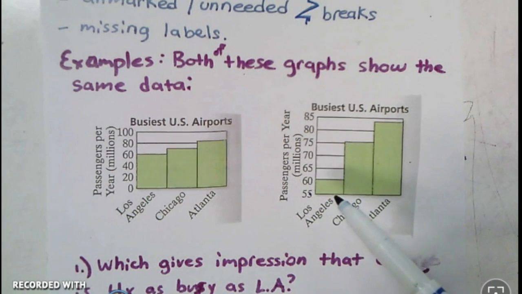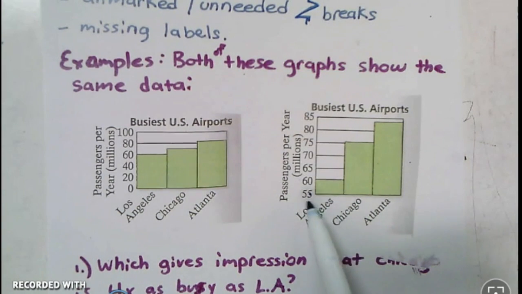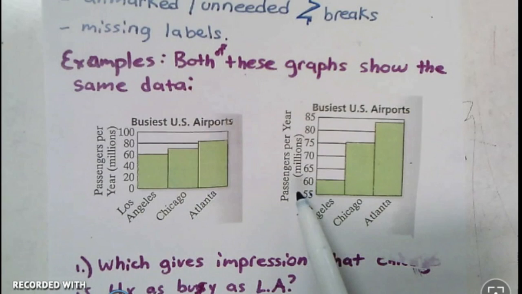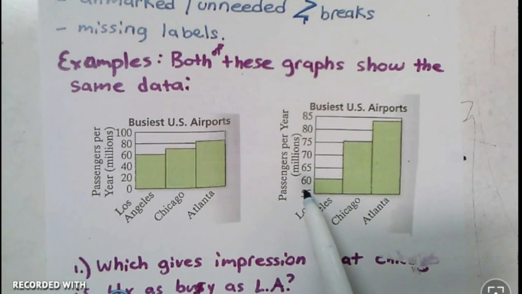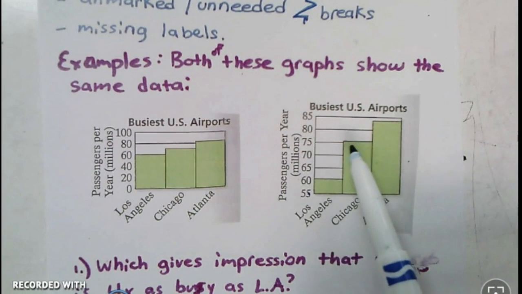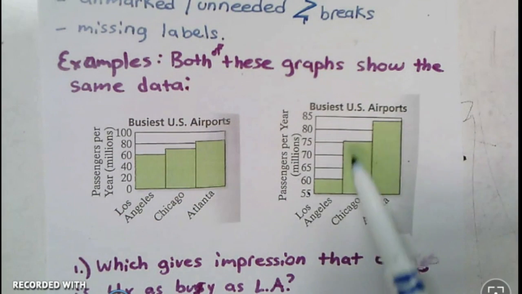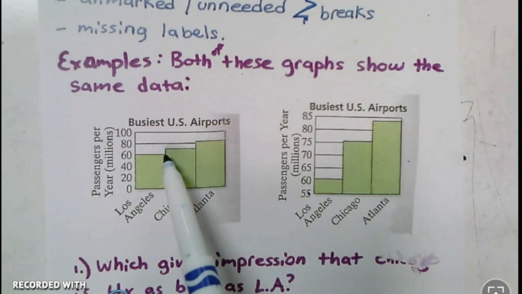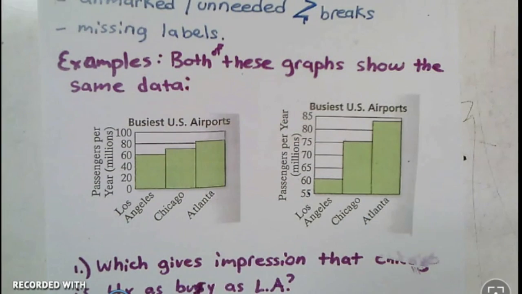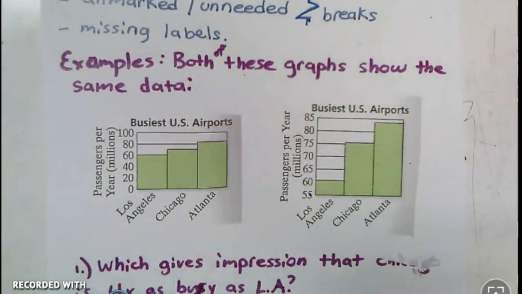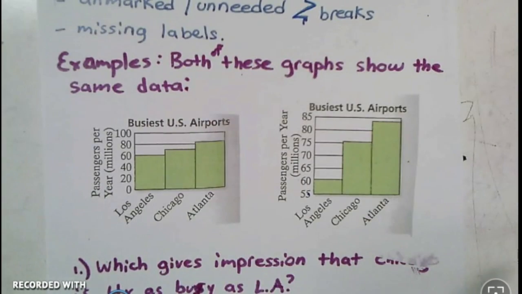So if you first look at it, you might just think that Los Angeles only had this tiny little amount of passengers, but really they still had 60 million passengers, which is a lot. And 75 million passengers is a lot too, but it's not that much bigger than 60. It's more like that much bigger. So let's look at why we might choose one graph over another.